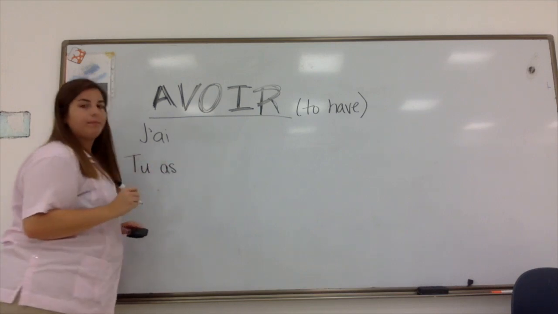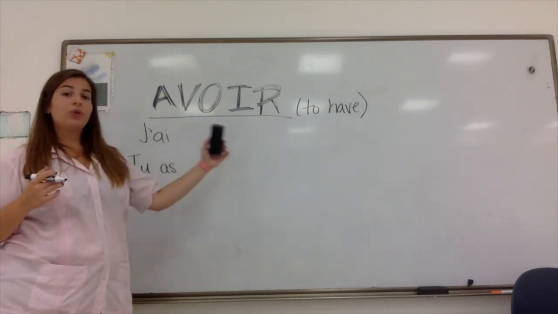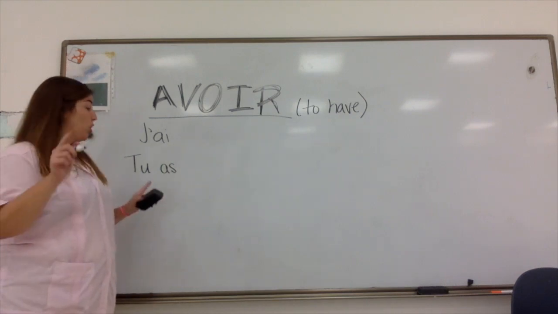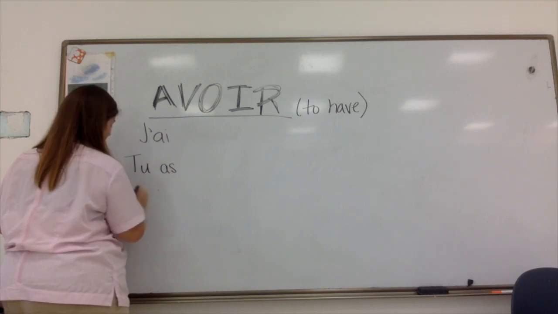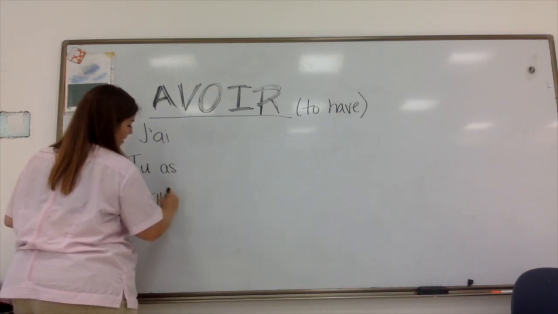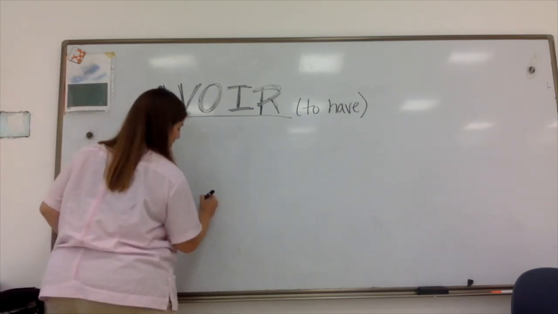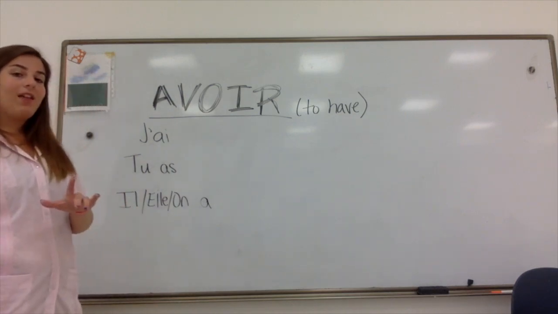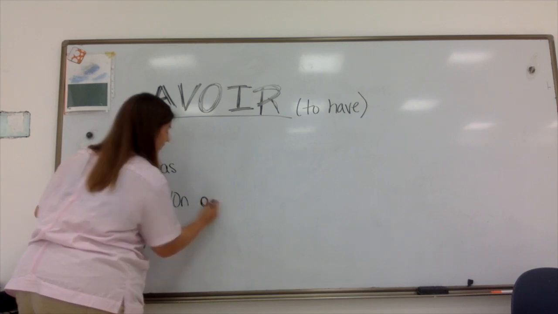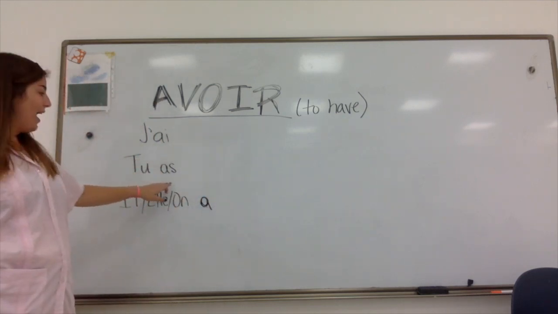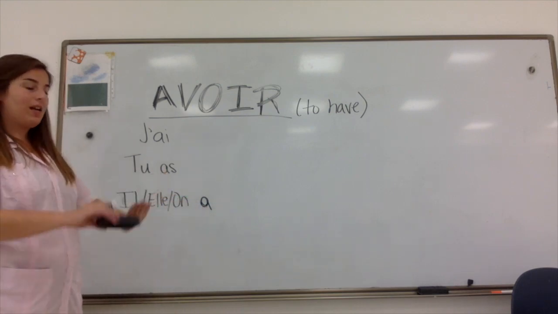Next, you guessed it. Tu as. So if I say I have a sister, j'ai une sœur, or I could say you have a sister, tu as une sœur. Okay? Next, we have il, elle, on. Il, elle, on, a. Okay? I want you to notice that these are not conjugated the same way, but they are pronounced the same. J'ai, tu as, spelled A-S, and then we have il, elle, on, a, which is just an A. Okay?